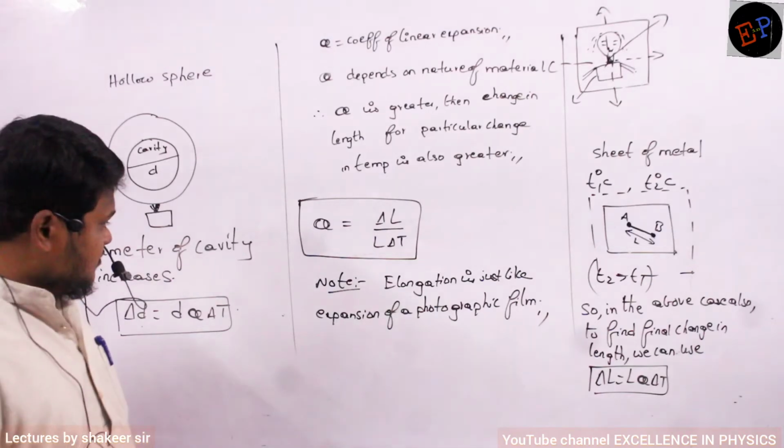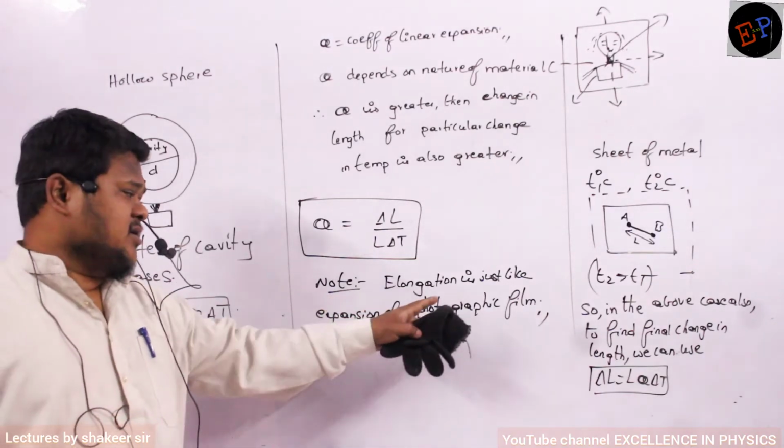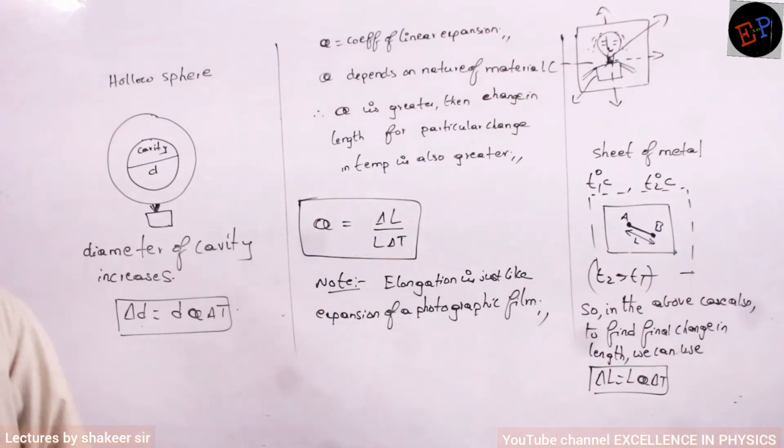Where is that point? I think I have rubbed this one. So elongation is just like expansion of a photographic film. This is the most important point. Clear? Write down.